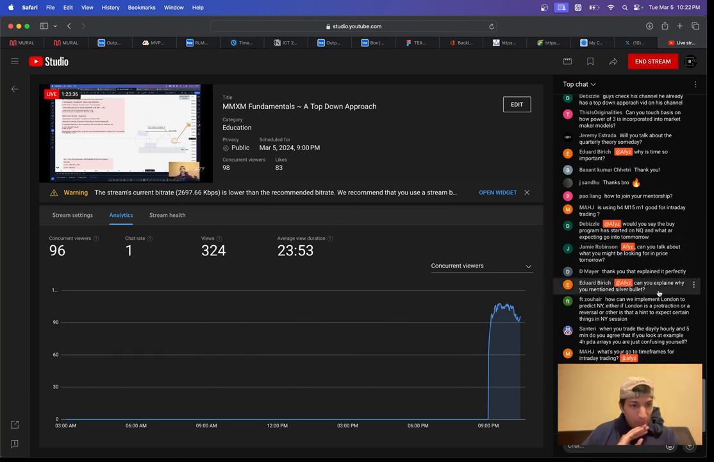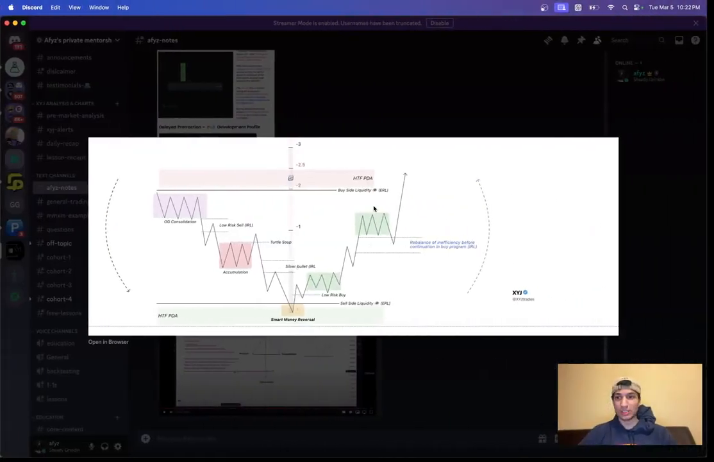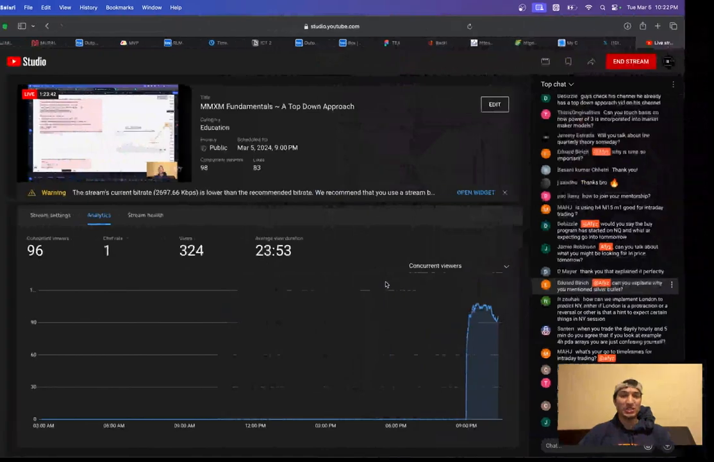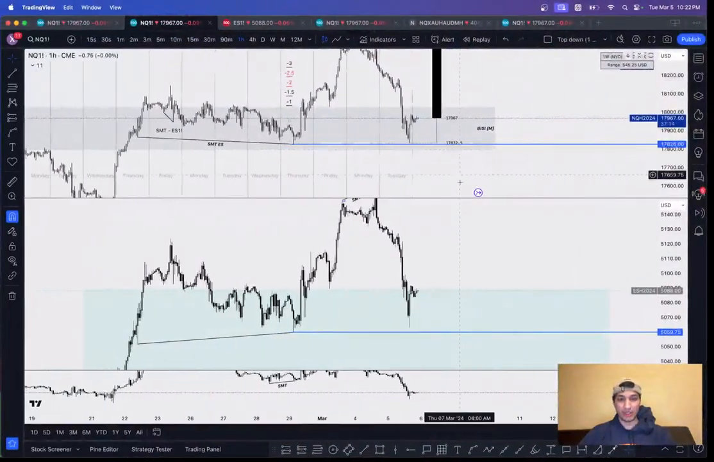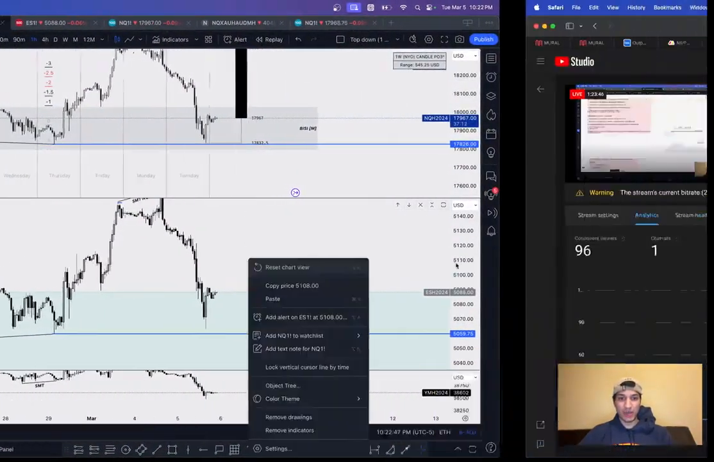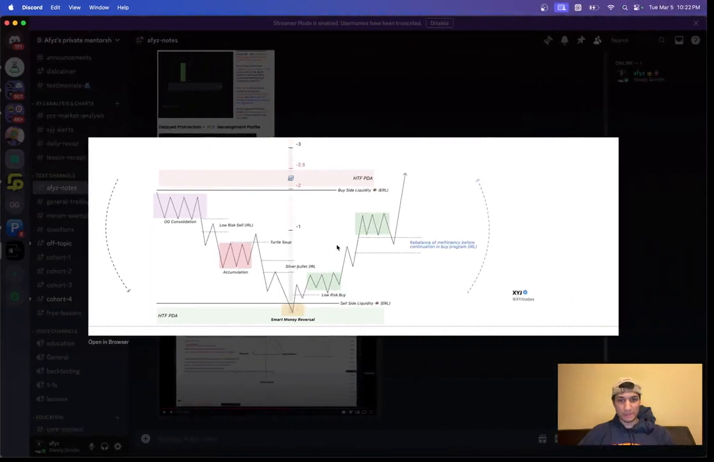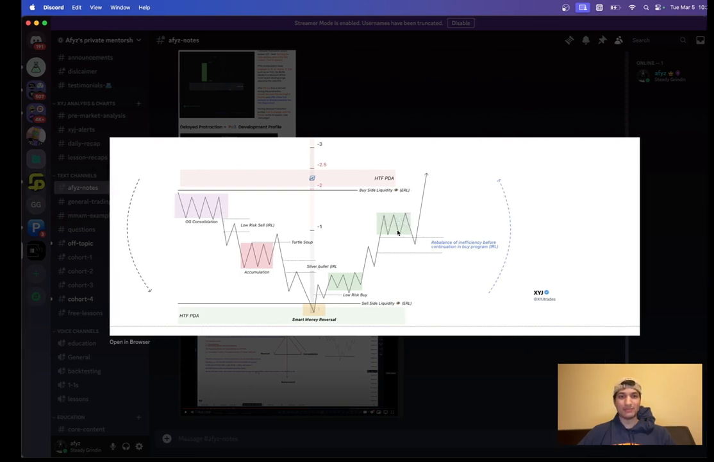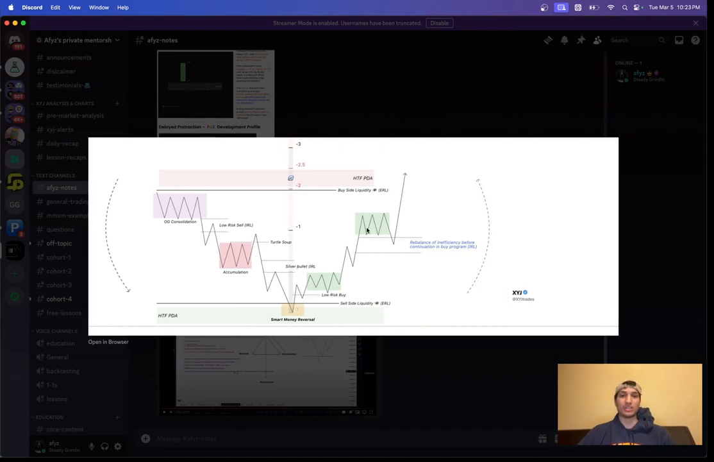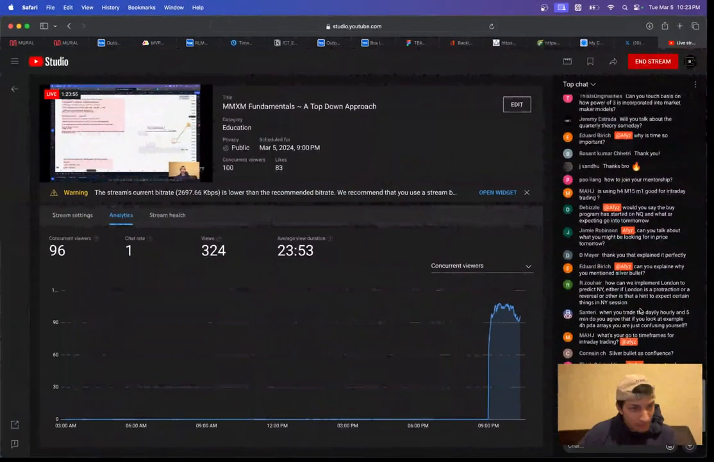Can you explain why you mentioned the silver bullet? Yeah, the silver bullet is the second phase distribution of a market maker model, and that's how ICT used to teach it, and then he taught it as a time-based PD array or time-based FVG. Essentially, when you have this first level of accumulation and then distribution, the second phase of accumulation and this expansion is usually the most explosive. So yeah, silver bullet is the second phase distribution or redistribution or reaccumulation in a market maker model.